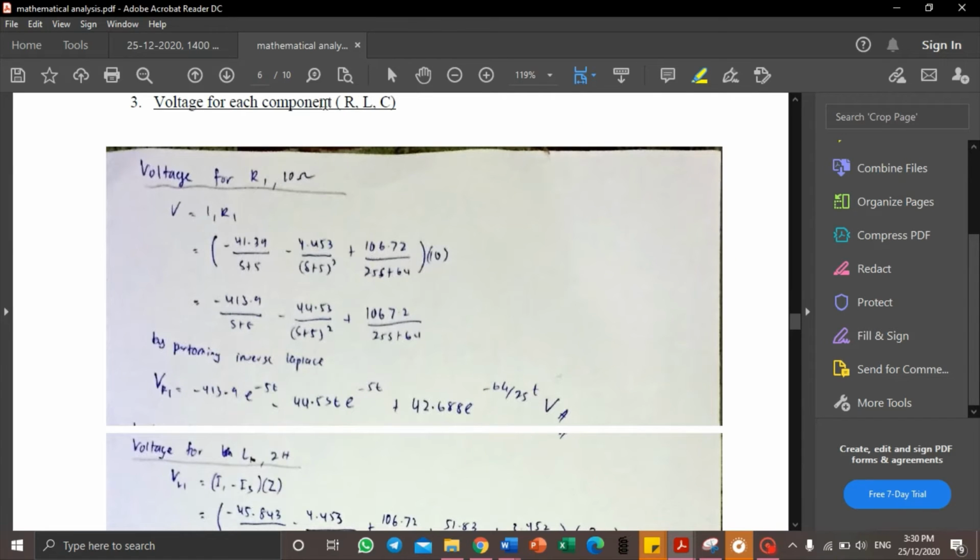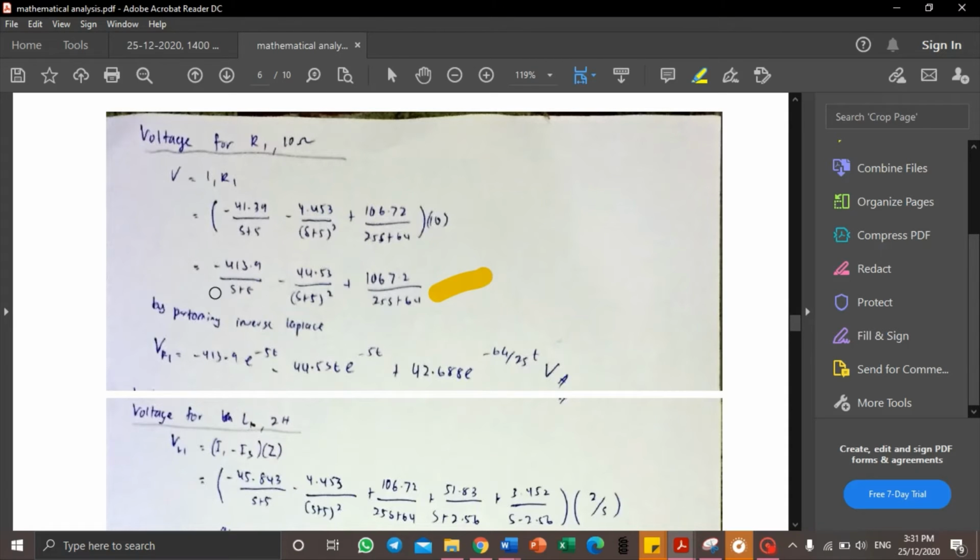For the next part, we need to find the voltage for each component, which is R, L, and C. So from the value of the current, we can find voltage. So we can find the voltage for R1, which is 10 ohm. V equal to I1 R1. So the I1 we get from the previous calculation, this is the value of I1. We times it by 10, and then we get the final equation for the V in the frequency domain. So from this frequency domain equation, we need to apply partial fraction and inverse Laplace in order to get in time domain.